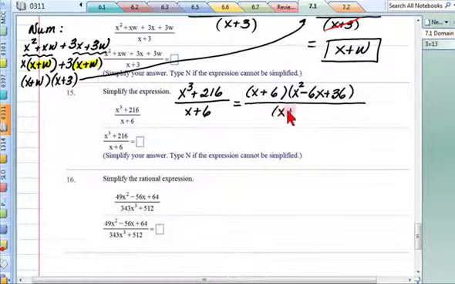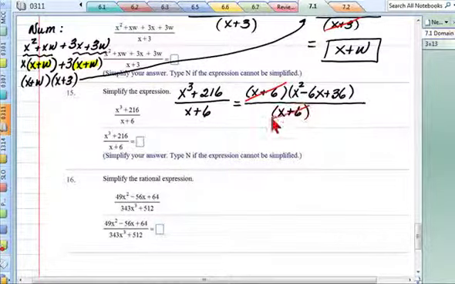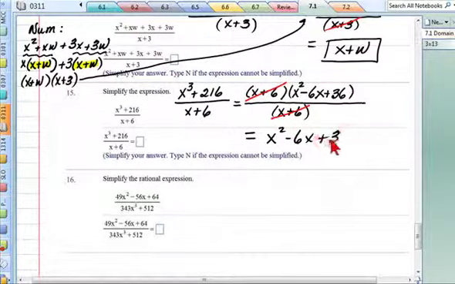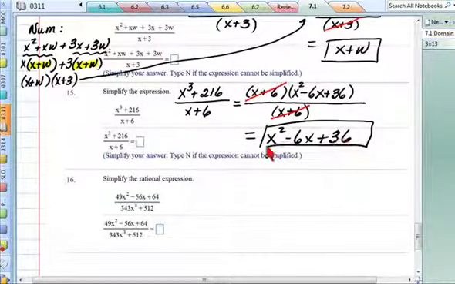And it's over an x plus 6. Do you see a common factor? Yes. X plus 6, x plus 6. What is your answer? X squared minus 6x plus 36. Can that be factored any further? No, it can't be, because the trinomial you get is always prime when you're doing sum or difference of cubes. And it's over 1, so I don't put the over 1.